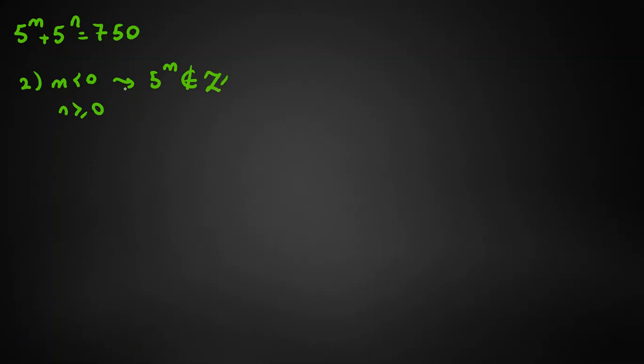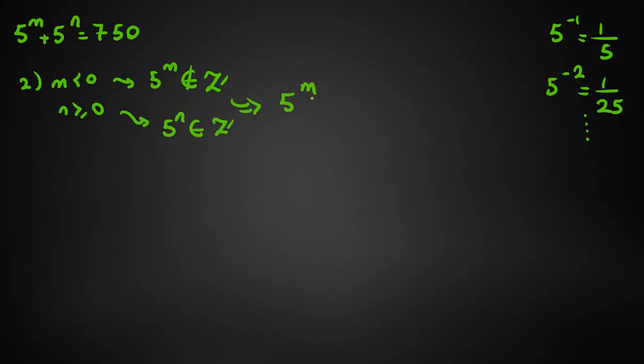Why? Because, for example, if m is negative 1, 5 to the negative 1 is 1 over 5. 5 to the negative 2 is 1 over 25, by the definition of powers with negative exponents. So 5 to the m is not an integer. 5 to the n, because n is at least 0, is an integer. So the sum of them, 5 to the m plus 5 to the n, won't be an integer. But this is 750. So we proved that 750 is not an integer, which is a contradiction.